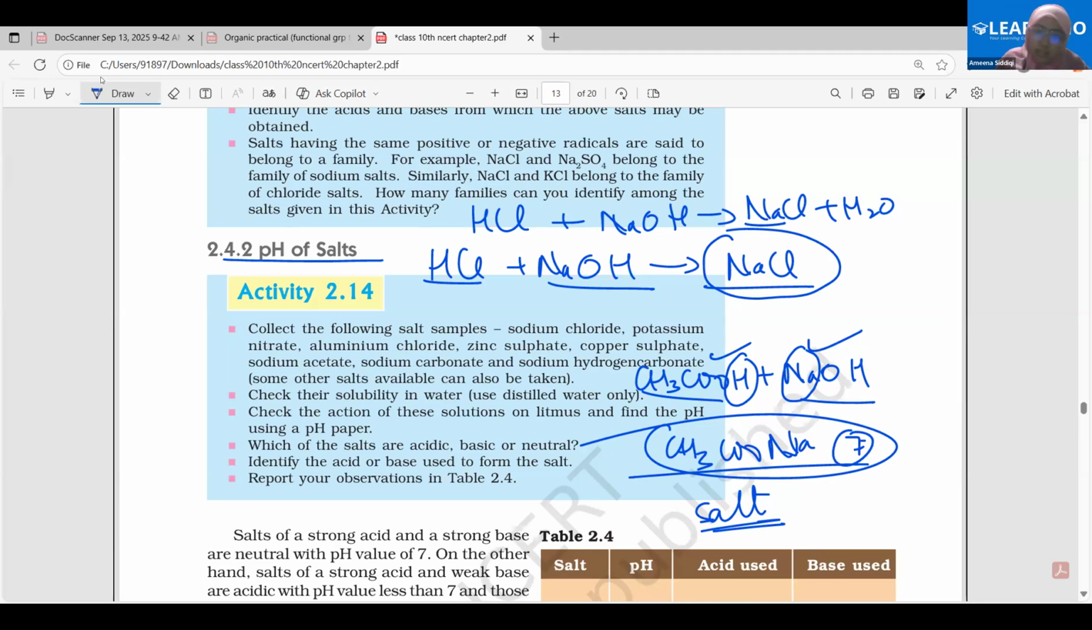Now let's take the third example. So this is the first example where both of them are strong acids and bases. This is the second example where there's a weak acid but a strong base. Let's take the third example.